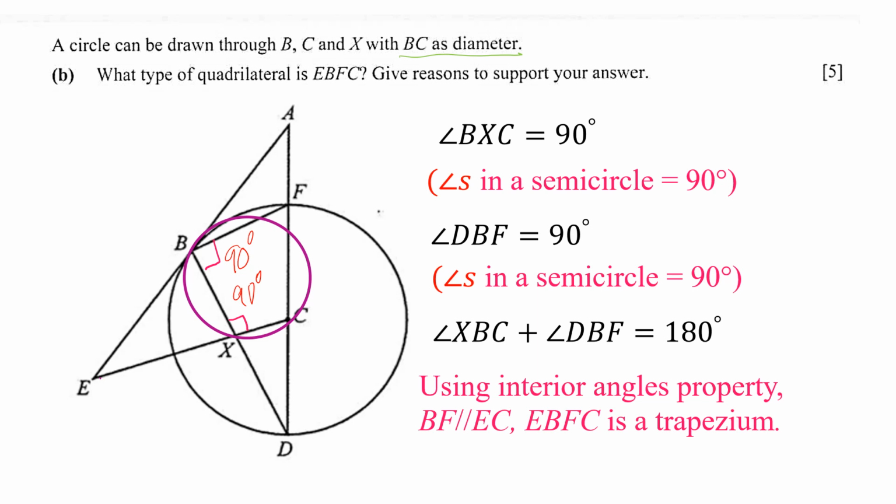And if BF is parallel to XC, then EXC is a straight line. So we need to include one more part here. BF parallel to XC means BF is parallel to EC. Okay, include that. Right. So if BF is parallel to EC, then we have shown one pair of opposite parallel lines. Therefore EBFC is a trapezium. Okay, so that ends the whole video. So happy learning.